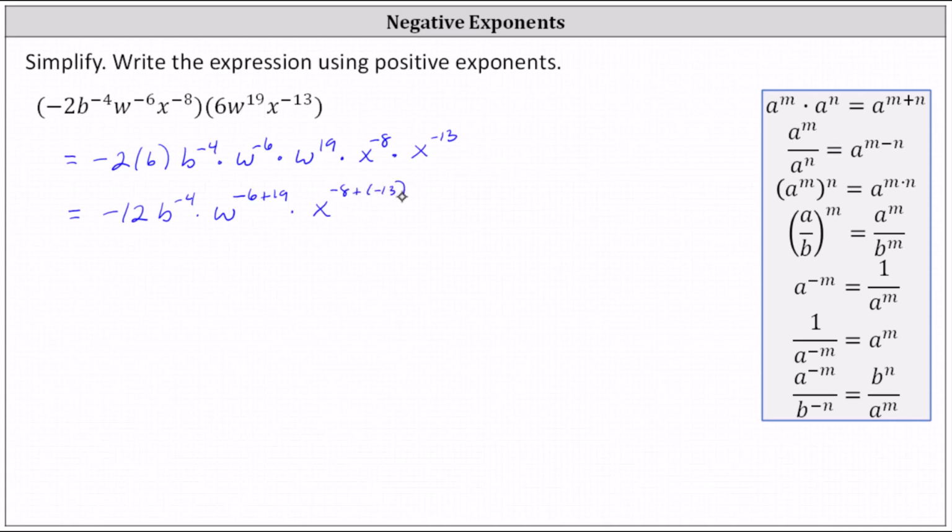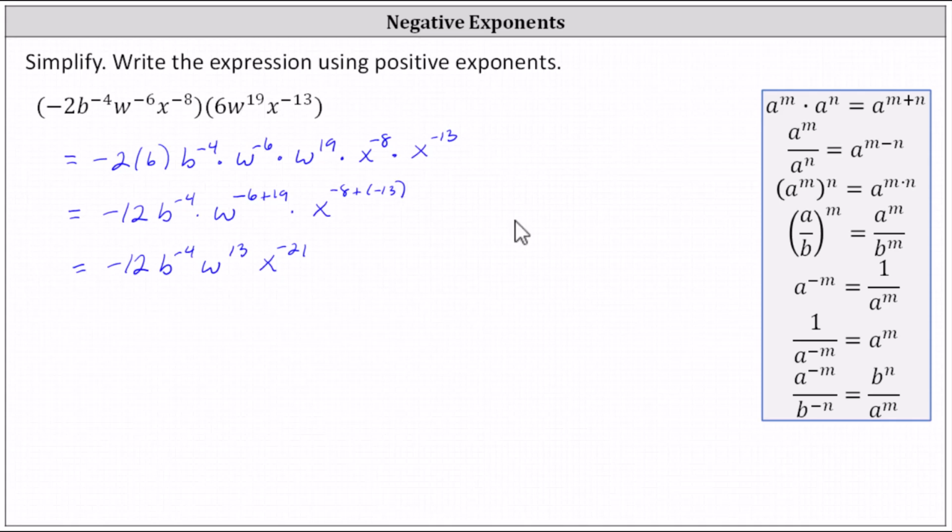Continuing to simplify, we have negative 12 b to the power of negative 4, w to the power of 13, because negative 6 plus 19 is 13, and then we have x to the power of negative 21, because negative 8 plus negative 13 is negative 21.